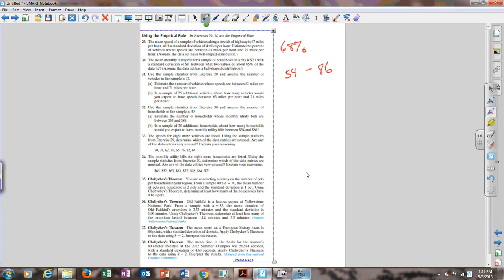All right, Chebyshev's. You're conducting a survey on the number of pets per household in your region. From a sample with n equals 40, you find the mean number of pets per household is 2, and the standard deviation is 1 pet. Use Chebyshev's theorem to determine at least how many of the households have 0 to 4 pets.